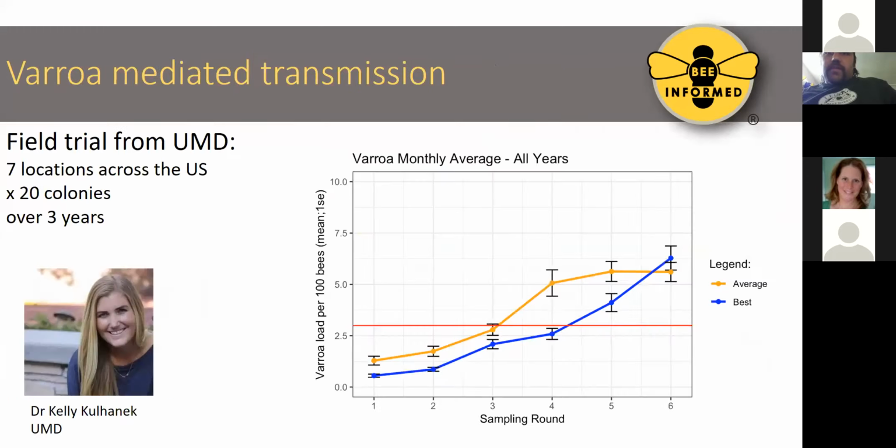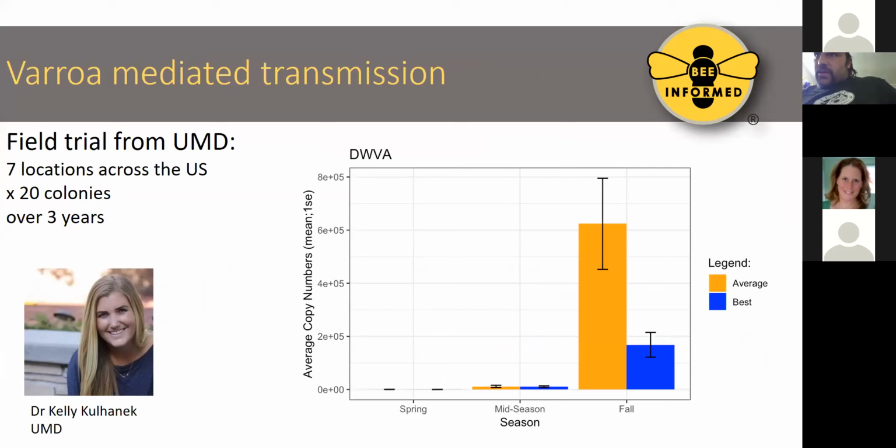But onto the next slide here, varroa mediated transmission from an experiment that Kelly did. Basically, we found that colonies that had higher varroa mite levels on average had higher virus levels in the fall. And here is just showing the fall and the higher viral levels here in the orange.